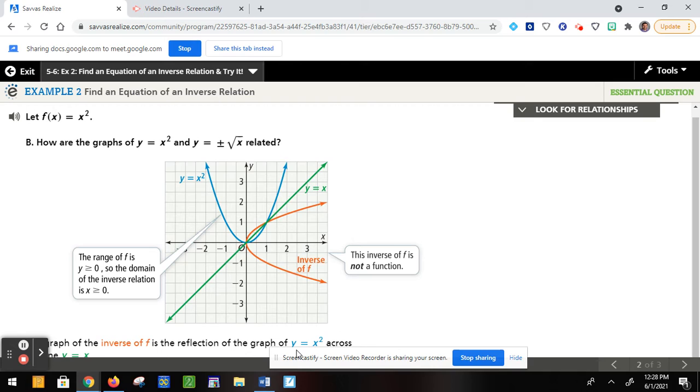They also are symmetrical about the line y equals x. So if you flipped it across the line y equals x, that curve is the same shape, right? It's just flipped over the line y equals x.